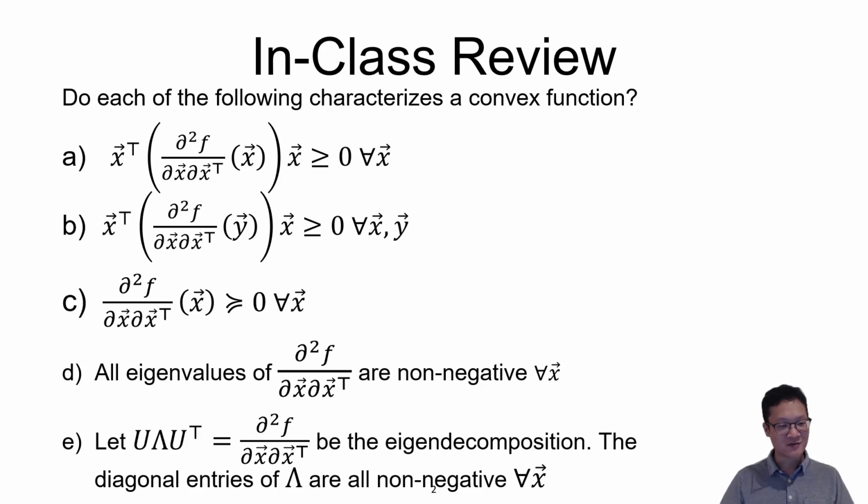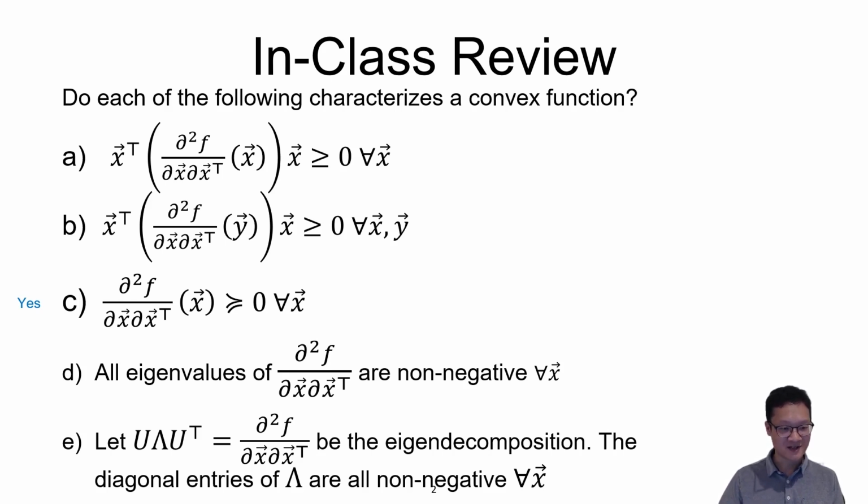Okay, let's take a look at this question. Do each of the following characterize a convex function? Which of these choices characterizes a convex function? Actually I'm going to start with C here. What C is saying is that the Hessian of f is positive semi-definite. We talked about this being a property of convex functions, right? This is equivalent to f being convex. So for sure it is yes for C.